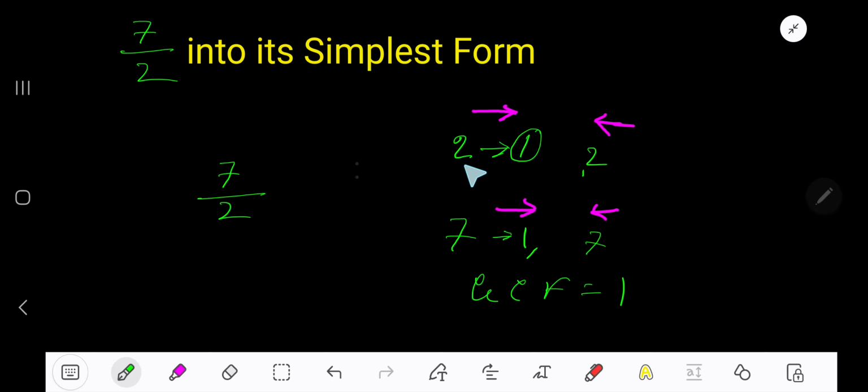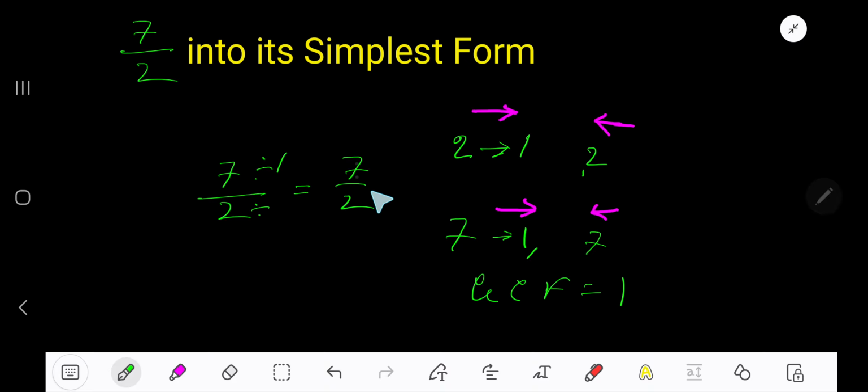Actually, this 2 is a prime number, this 7 is also a prime number. This 7 is a prime number because it has factor 1 and the digit itself. 2 is a prime number because it has two factors, 1 and the digit itself. So the greatest common factor or divisor is 1. So divide this 7 by 1, 2 by 1. You are getting 7 over 2.